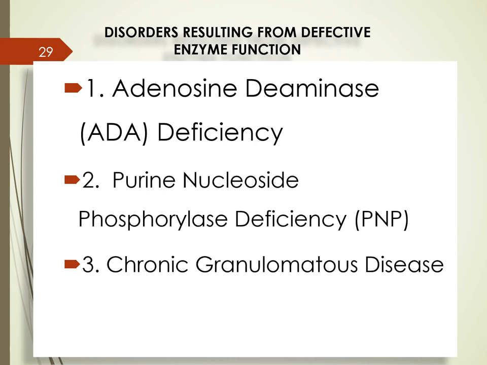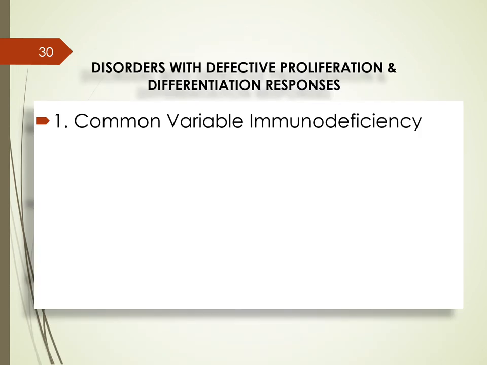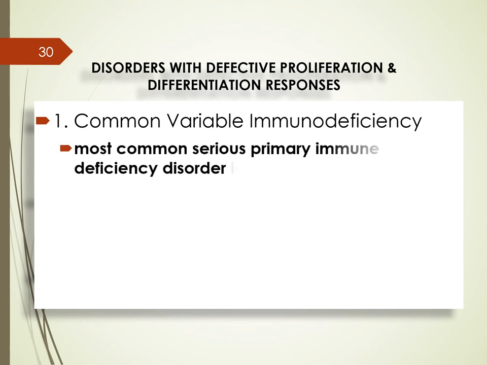And there are disorders resulting from defective enzyme functions. Let's go through the list. Your ADA, your adenosine deaminase deficiency. You can have your purine nucleoside phosphorylase deficiency, or your PNP, and your chronic granulomatous disease. Next will be disorders with defective proliferation and differentiation responses. Top on the line would be your common variable immunodeficiency.